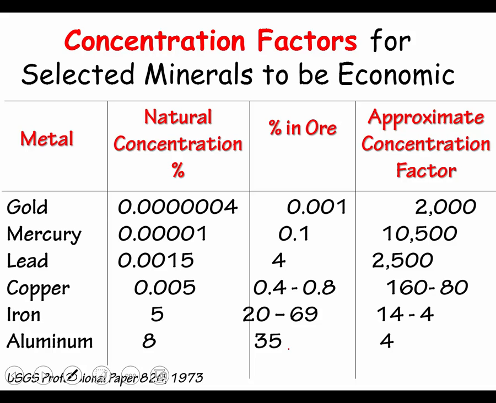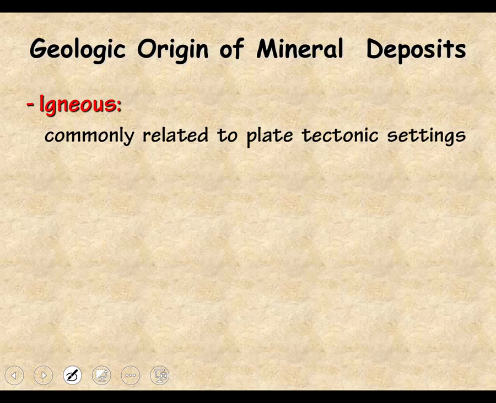Actually, iron is number 5, but a lot of it is farther down. Doesn't have to be concentrated a whole lot. Concentration factor 4. And good news, we don't have to do much to do it. We just let the bauxite formation do it for us. So we're going to look at these various concentration factors.